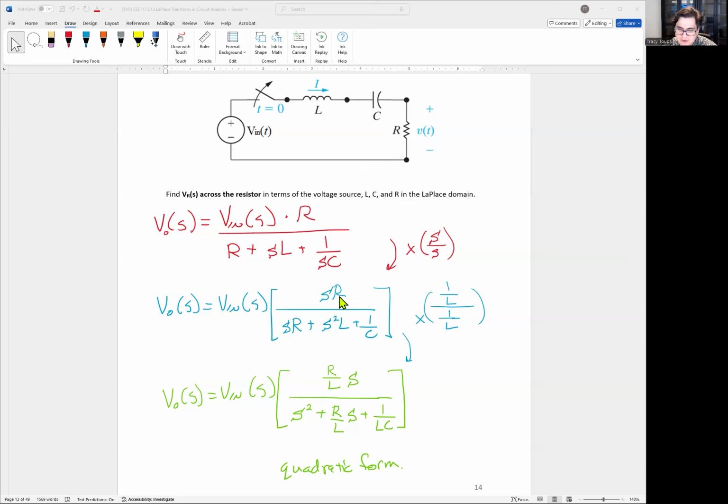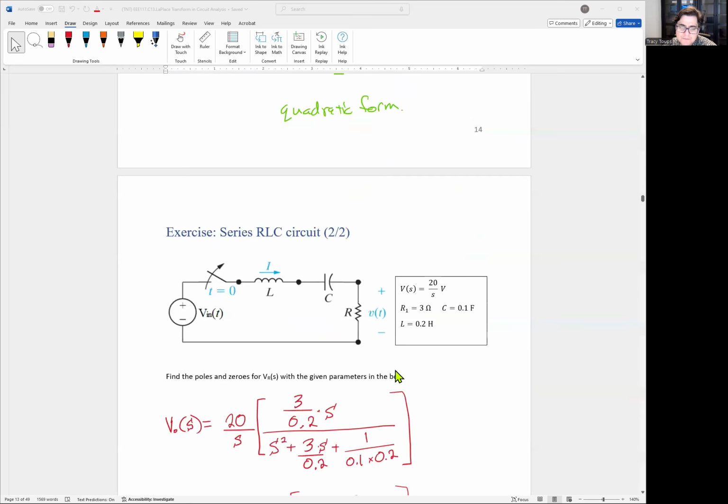So we're going to have SR divided by L on top. Then we're going to have R divided by L times S in the middle, and S squared, L divided by L, the L's cancel, we get S squared in the front. And we have a 1 over C times 1 over L, which is 1 over LC. Okay, so this is our quadratic form where we want to find our output voltage.